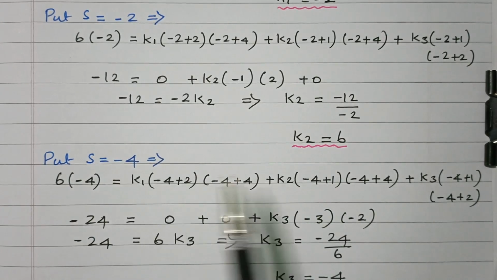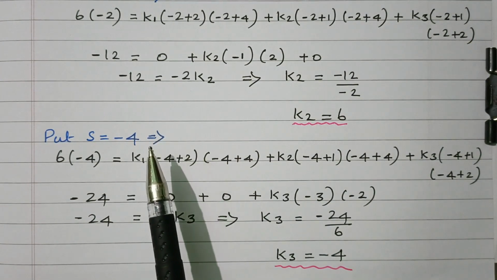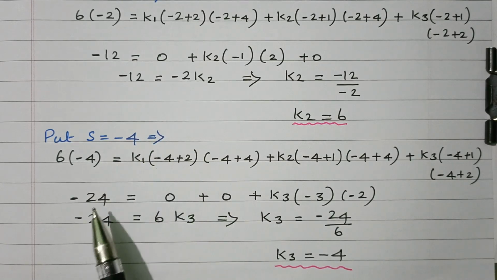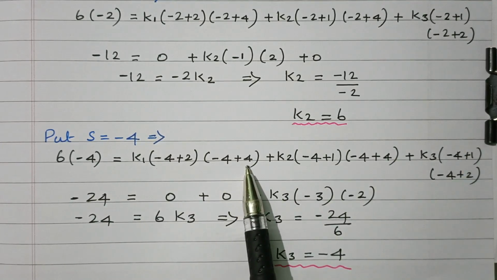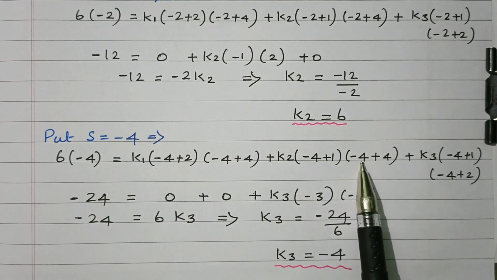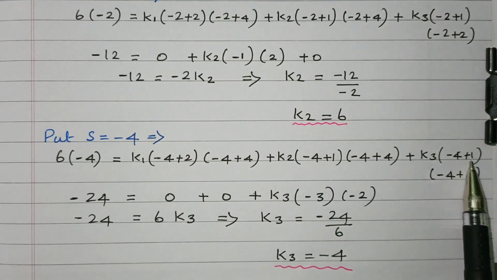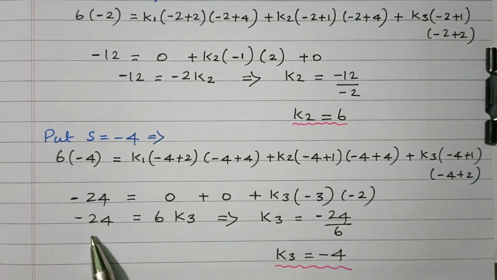Now we will substitute s equal to minus 4. This s value is selected from the equation itself. We have s plus 1, s plus 2, s plus 4. So first we substituted s equal to minus 1, then s equal to minus 2, now s equal to minus 4. Right. See here, plus 4 minus 4 is 0. Here also minus 4 plus 4 is 0. Only this term is available. k3 into minus 4 plus 1 means minus 3, minus 4 plus 2 means minus 2. Right. So minus 24 equal to 6 k3. So k3 equal to minus 24 by 6, it is minus 4.